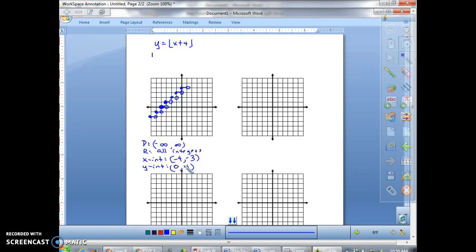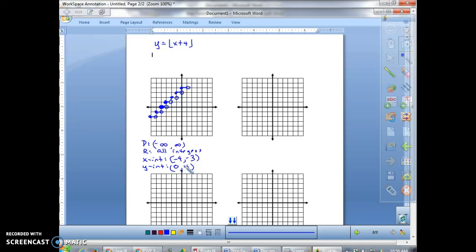Well, if you look at where it's all connected, the solid dot means that it is included, -4. And the clear dot means it is not included. Okay, guys, very good question.